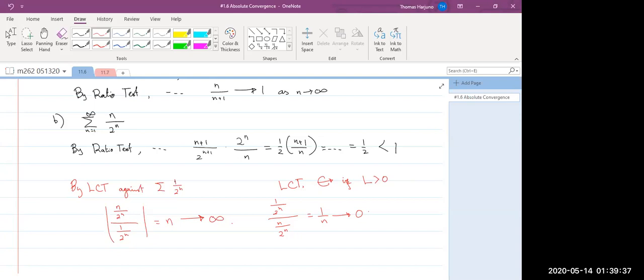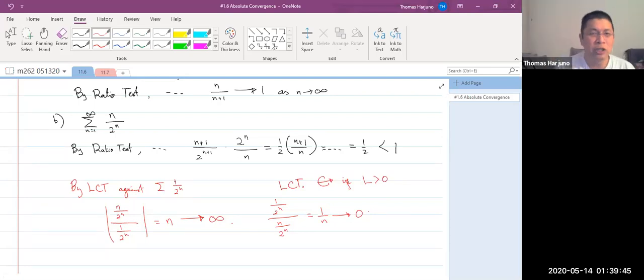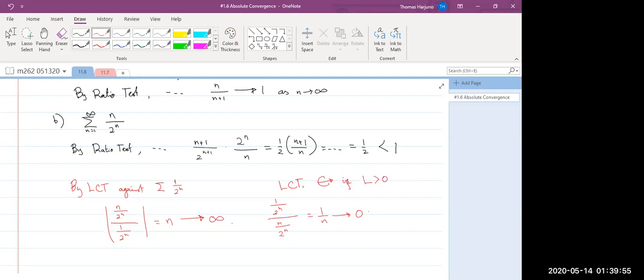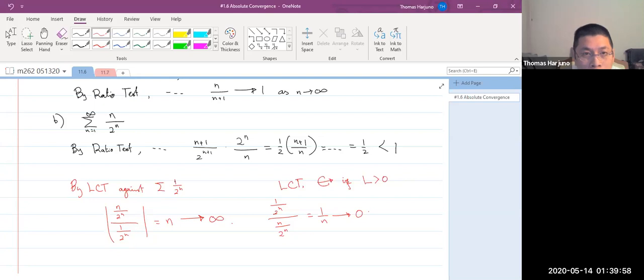Is there any certain technique that would be the most general? No. Each test is designed to attack a certain class of series. So there's no single test that we can always use.